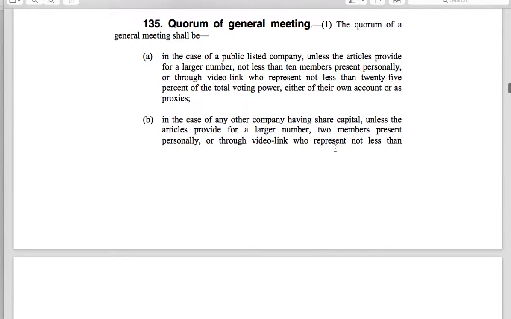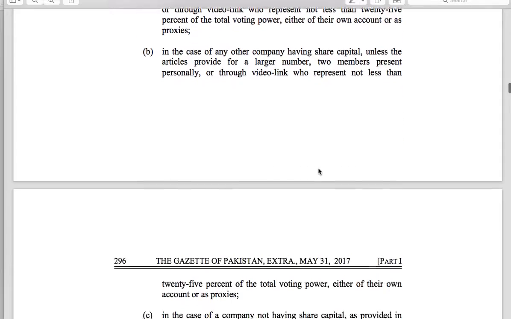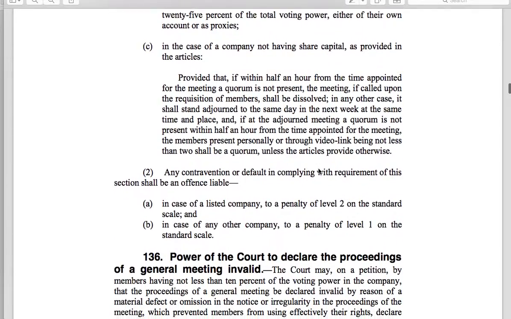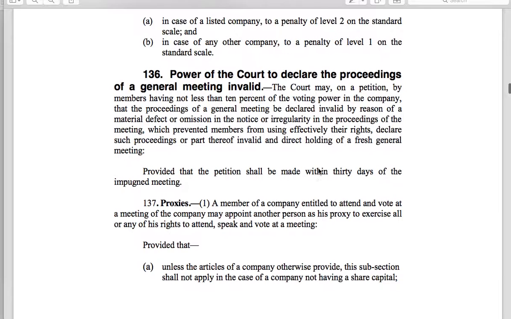Quorum means the minimum number of people in every general meeting that should be present to make that meeting a valid meeting. And 25% of the total voting power should be present through video link, personally, or through proxies in the annual general meeting to make it a valid meeting.